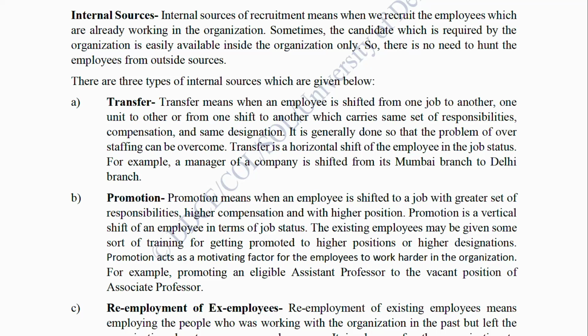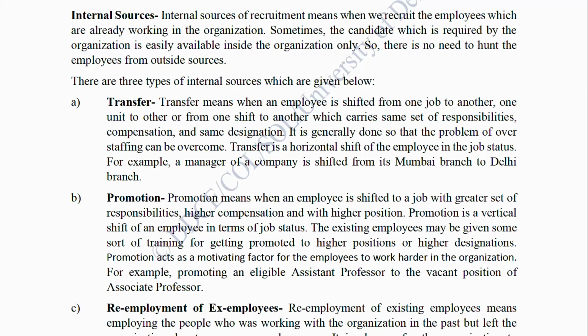Number one, transfer. Transfer means when an employee is shifted from one job to another, one unit to another, or from one shift to another which carries the same set of responsibilities, compensation and the same designation. It is generally done so that the problem of overstaffing can be overcome. Transfer is a horizontal shift of the employee in the job status. For example, a manager of a company is shifted from its Mumbai branch to Delhi branch.